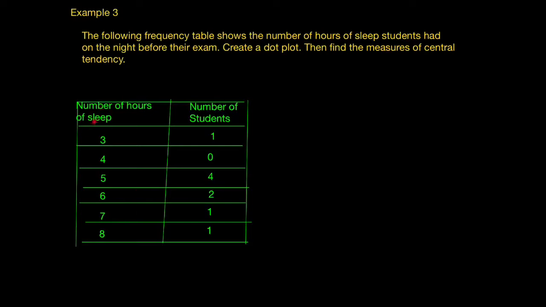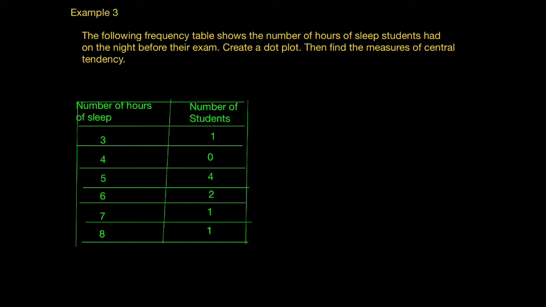So here we see that for 3 hours, we only got one student who slept 3 hours. For 4 hours, we don't have anybody that slept 4 hours. For 5 hours, we had four students who slept this amount. So that's how the data is getting interpreted. So let's go ahead and create the dot plot now.